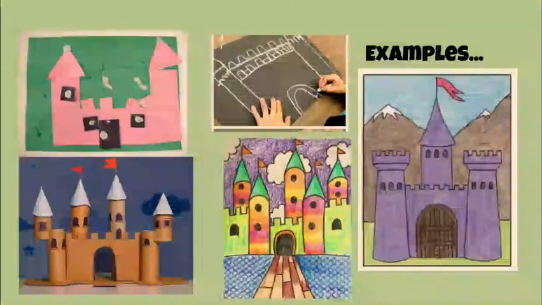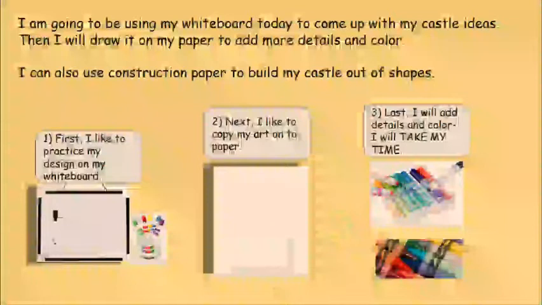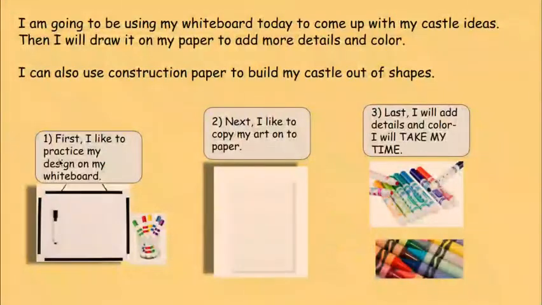Here are some examples. You can use all kinds of materials to create your castle today. But I'm going to be using my whiteboard to come up with some castle ideas, and then I'm going to copy it onto my paper to add more details and color. I can also use construction paper to build my castle out of shapes. So first, I'm going to practice on my whiteboard, then I'm going to copy it onto paper so that I can add details with any kind of coloring materials I have at home.